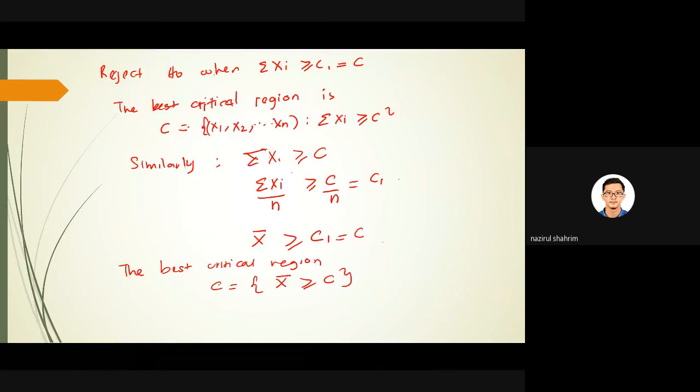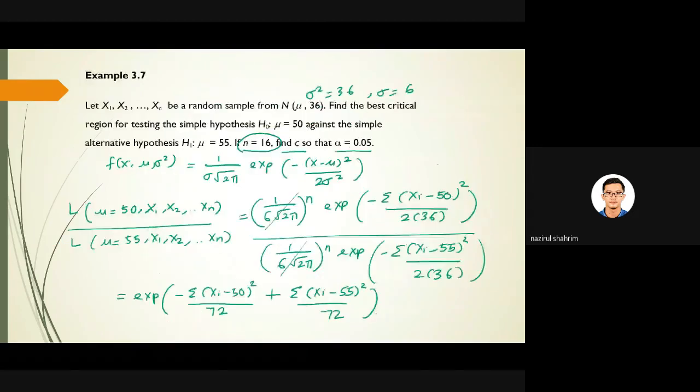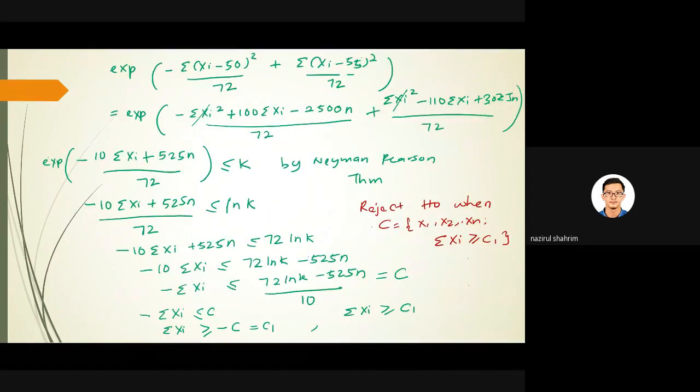How do we want to find the best critical region? We use the Neyman-Pearson Theorem. Take the ratio of your theta naught and your theta 1, your null and your alternative. Set that one less than or equal to K. Since we want to eliminate the exponential term, we use ln. Take ln on both sides.